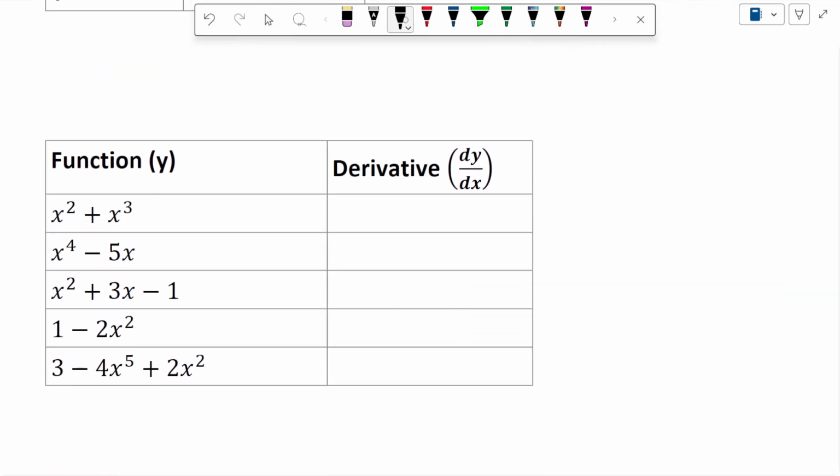That's just my bad drawing skills. We can do functions where they're added together. So x squared plus x cubed, you just differentiate each bit. So just like that. x to the 4 goes to 4x cubed, and minus 5x just goes to minus 5. That would be 2x plus 3 as the derivative there.